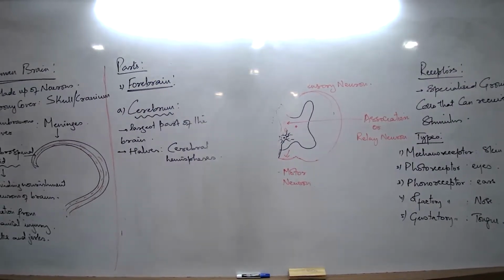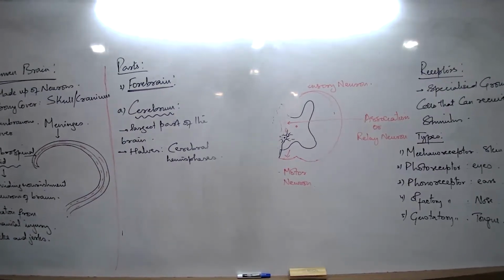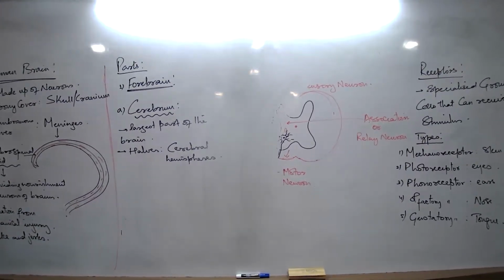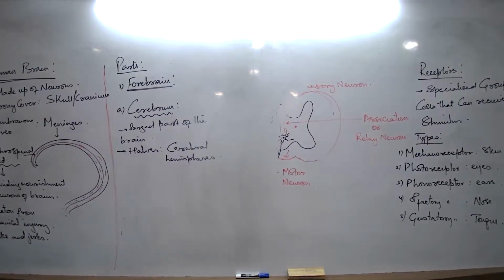And in between the two halves, there is as if a crisscross arrangement of neurons. So that also has a specific name.